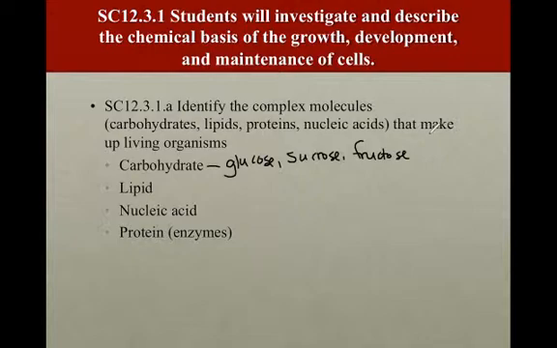Lactose. There's also galactose. Do we have to know what it looks like molecularly? No. Okay, lipids. Those are fats, yes. And steroids and cholesterol.